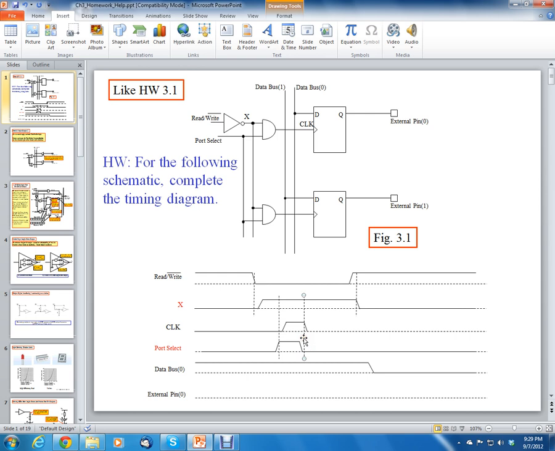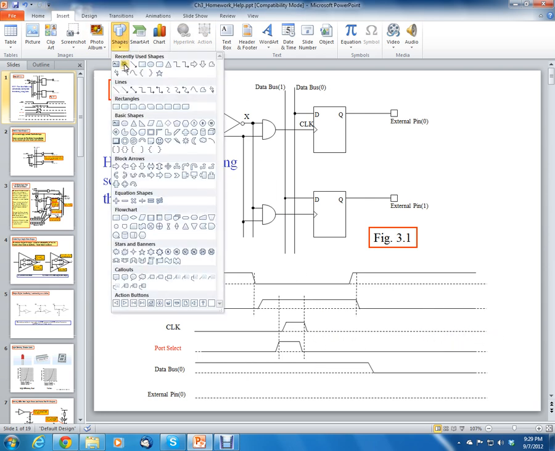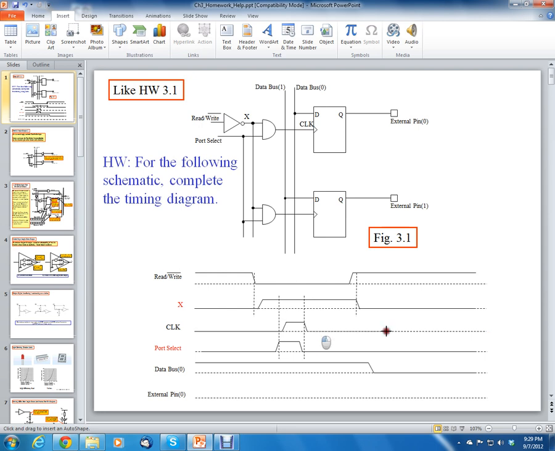Now let's look at X and port select again. Okay, X is 1, but port select is 0. So that means clock is 0. And then X goes low and port select is 0. So throughout the rest of the signal, clock is going to be low. So let's just draw that in. So the rest of the time, clock is simply going to be low.